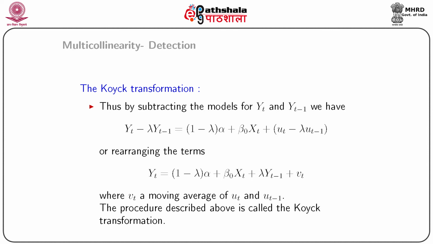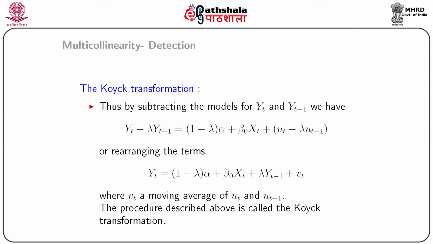Next, by subtracting the models for yt and yt minus 1, we now have yt minus lambda times yt minus 1 equals (1 minus lambda) times alpha plus beta 0 xt plus ut minus lambda times ut minus 1. Or if we rearrange the terms by keeping just yt on the left hand side, we now have yt equals (1 minus lambda) times alpha plus beta 0 xt plus lambda times yt minus 1 plus vt, where vt is a moving average of ut and ut minus 1. In other words, vt equals ut minus lambda times ut minus 1.